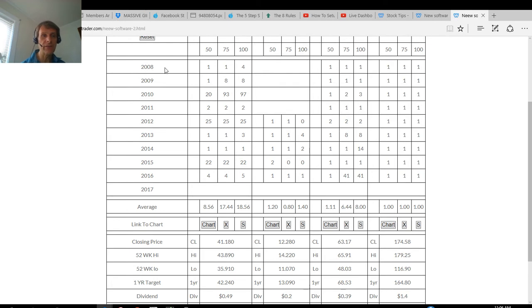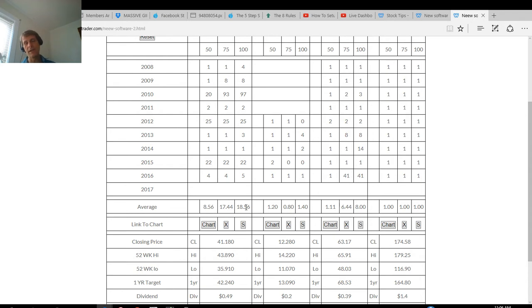So as you can see, the very first line, 2008, 50% of the dividend, it hit the first day. The dividend was actually 49 cents, see right down here. So if I wanted to quickly catch 24 cents, boom, I'm in and out within one day. 75%, one day. 100%, a 50-cent move, took 4 days to hit it. So I come all the way down here after going through all 10 years worth of data, and my average is right here: 8 days, 17 days, 18 days.